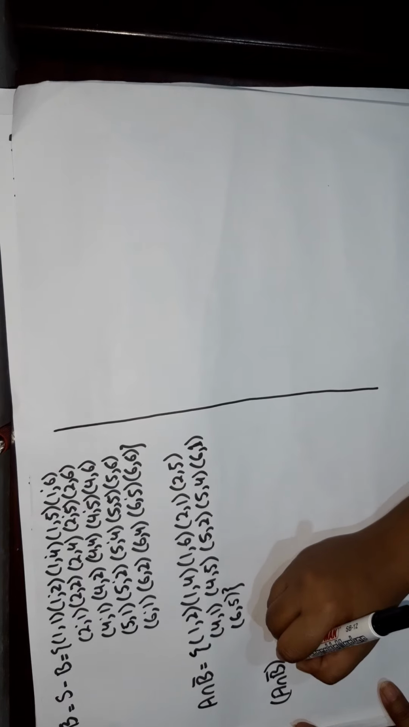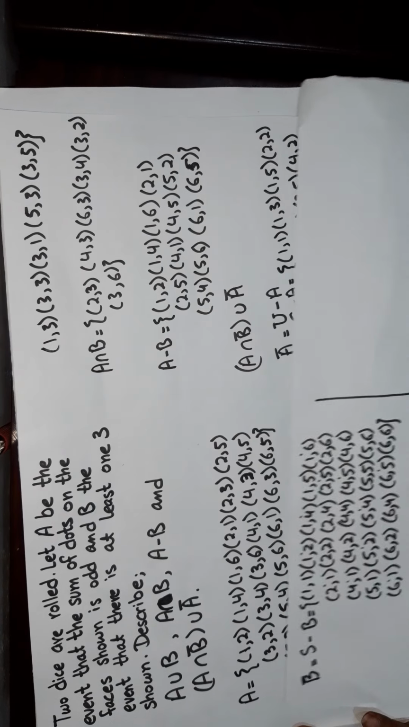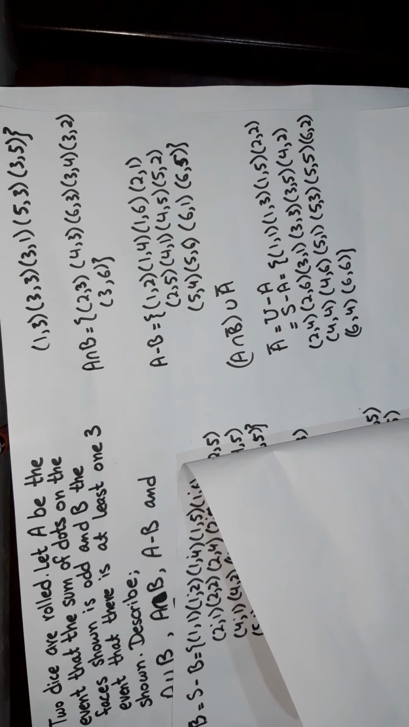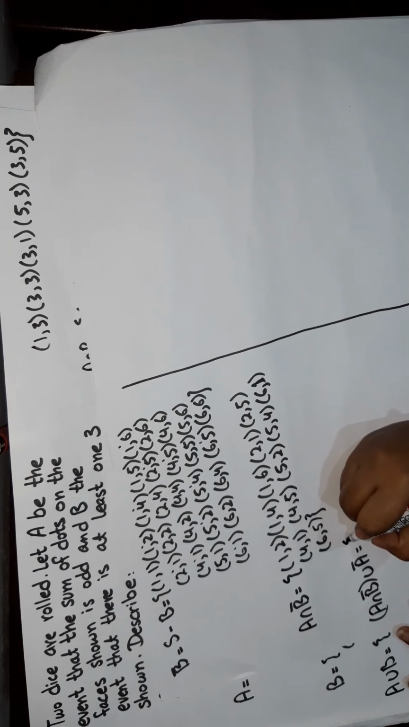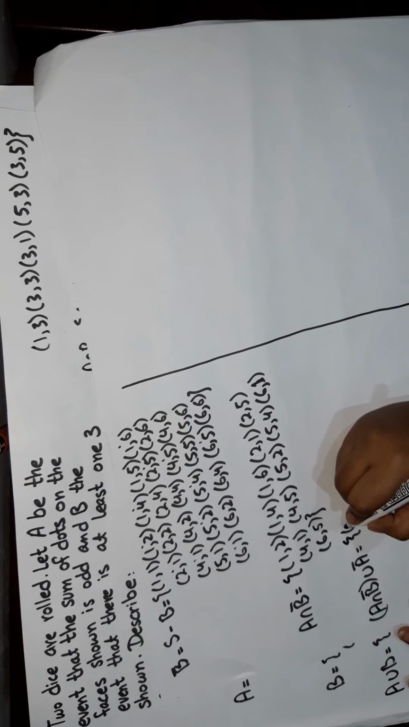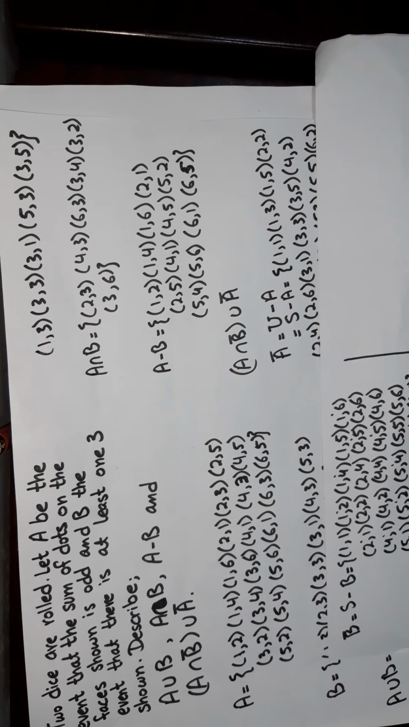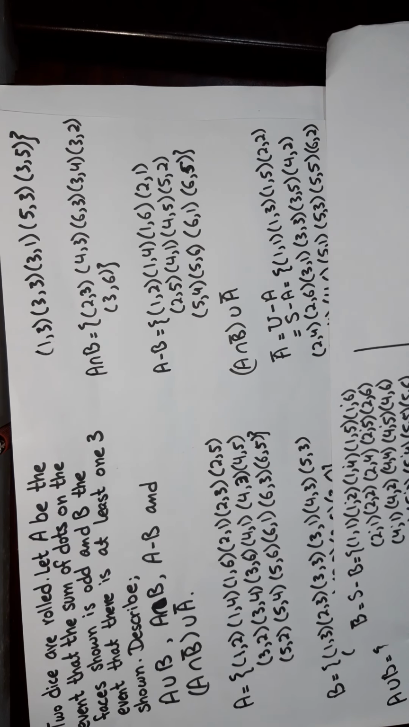Now A intersection B complement, whole union A complement. Previously we have discussed set A complement. So we will combine the items of this set with A complement, which is 1 1, 1 3, 1 5. Okay.